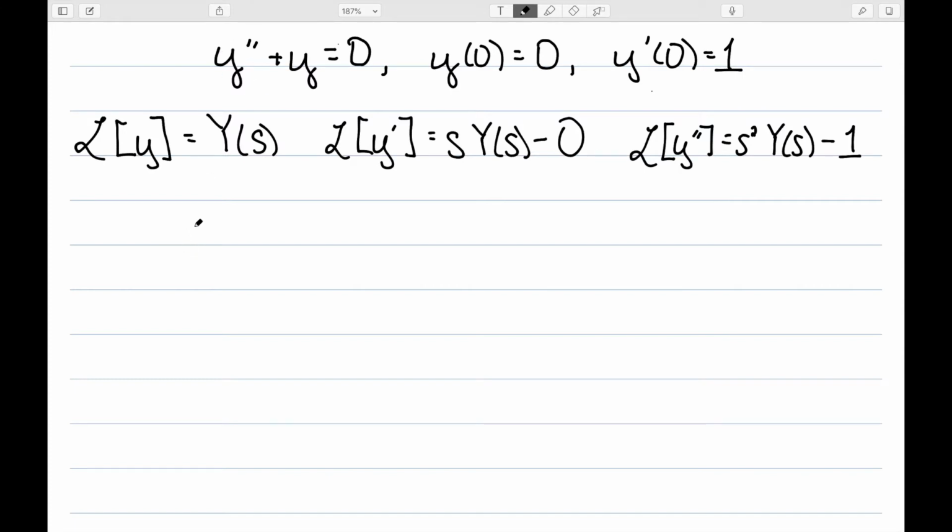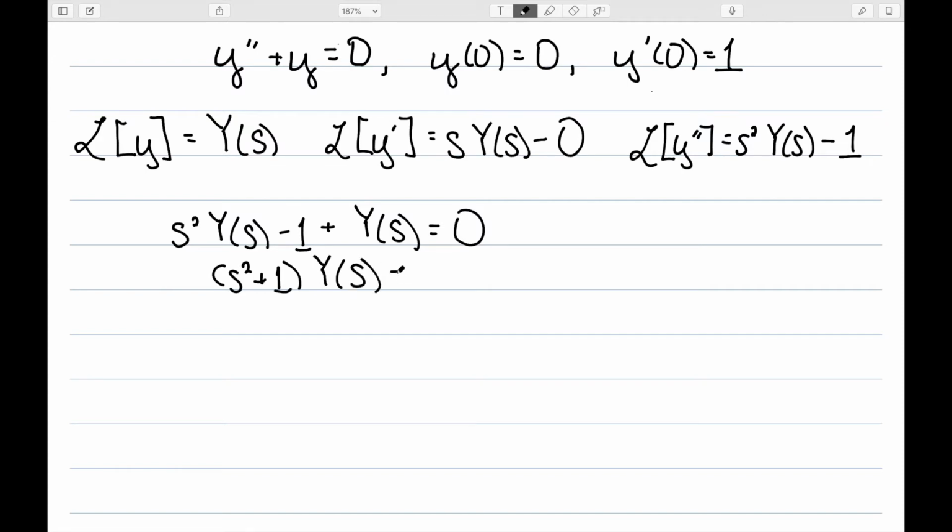Our differential equation says y double prime, so we have s squared Y of s minus 1. It then says plus y, which is capital Y of s, is equal to 0, and the Laplace transform of 0 is just 0. So we have this equation here. We can rewrite this as s squared plus 1 times capital Y of s equal to 1. And dividing gives me Y of s is equal to 1 over s squared plus 1.